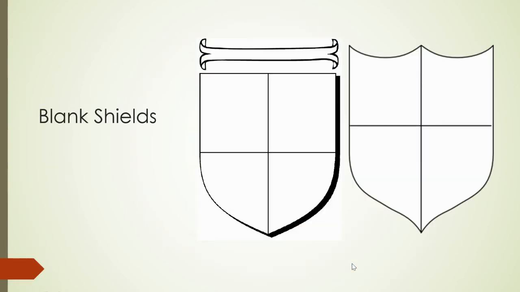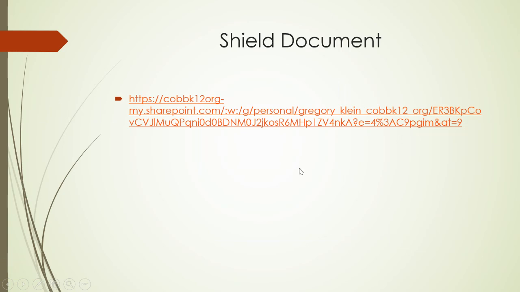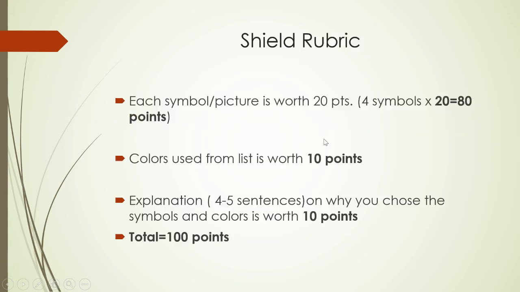So some example blank shields. You can see them right there. There is that blank shield right there. Another one divided into 4 parts, right? I'll have a Word document posted, and there is the rubric, how I'm going to grade you, right? You can see it right there. I'm going to give you 80 points for the symbols, 10 points for the colors, and then obviously it is going to total 100 points, 10 points for the explanation.